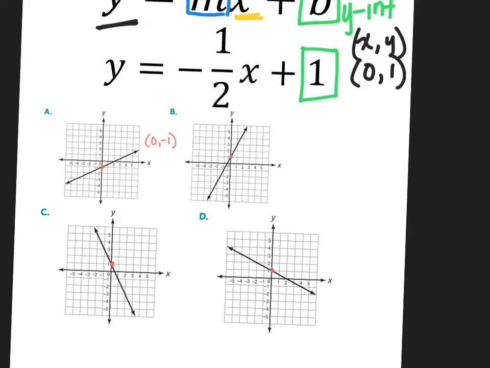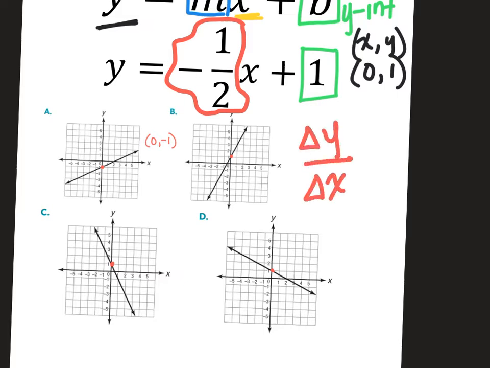Next, we're going to look for the rate of change. Now this rate of change here, -1/2, that's our change in y over our change in x. So what this means is our change in y is a -1, our change in x is a 2. Why did you put -1 there? Well, because it's a -1/2. See? You see negative 1/2 right there? Right? It's a negative 1/2.